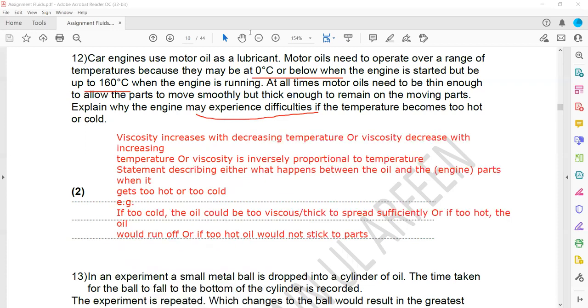So viscosity increases with decrease in temperature, or viscosity decreases with increase in temperature, or viscosity is inversely proportional to temperature. This will give you 1 mark. And then a statement describing what happens between the oil and the engine part. If too cold, the oil could be too viscous and it will not spread in the parts. So if it's too hot, it will run off and it will not remain or stick to the parts.